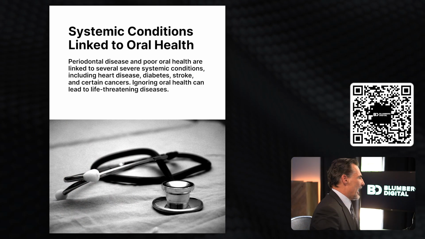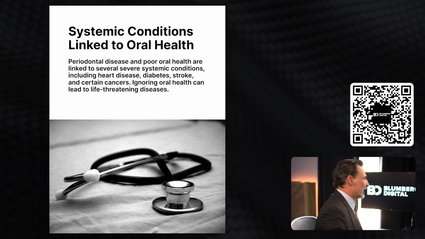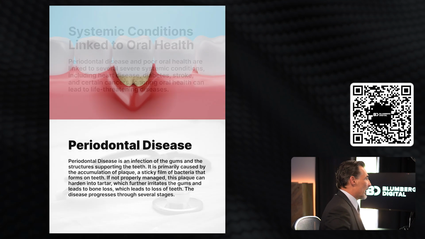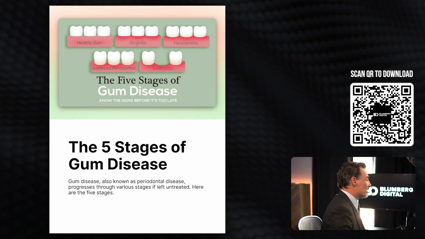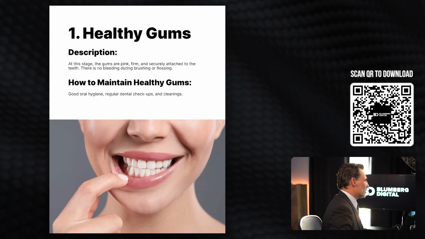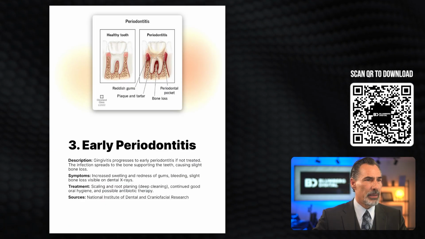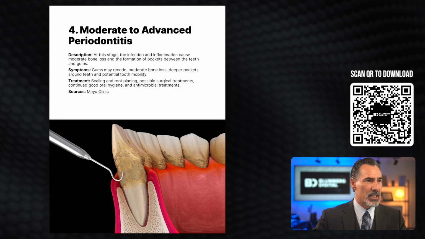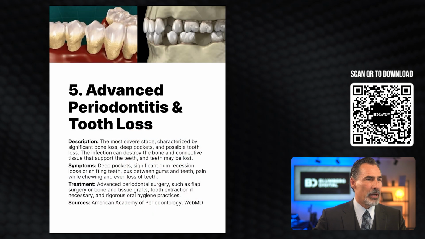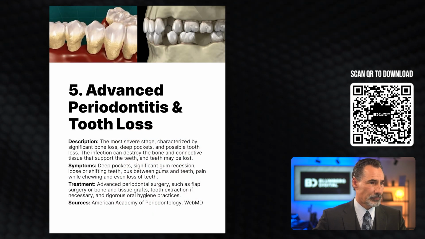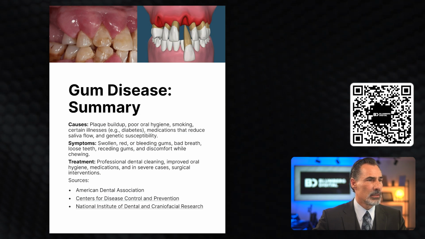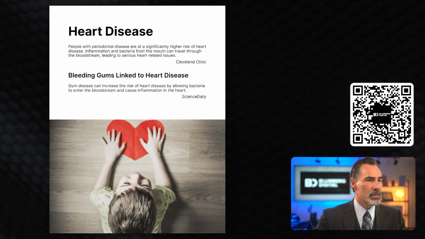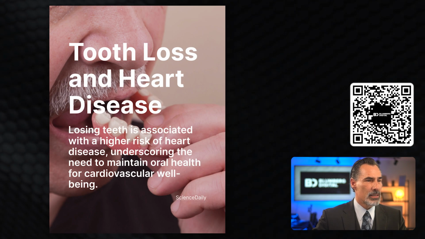So increase your lifespan, systemic conditions linked to oral health. And it goes over periodontal disease in the 5 stages: healthy gums, gingivitis, early periodontitis, moderate to advanced periodontitis, and tooth loss. Gum disease summary, heart disease, tooth loss and heart disease.